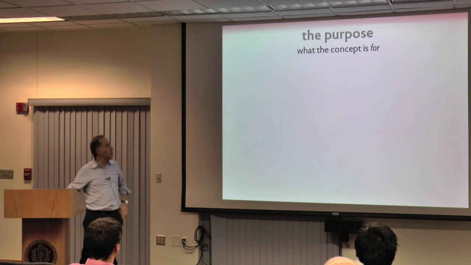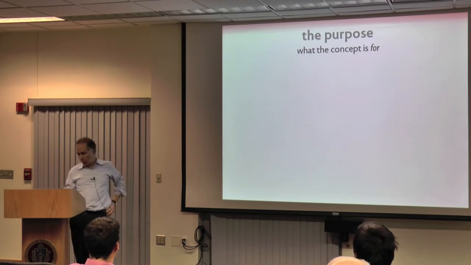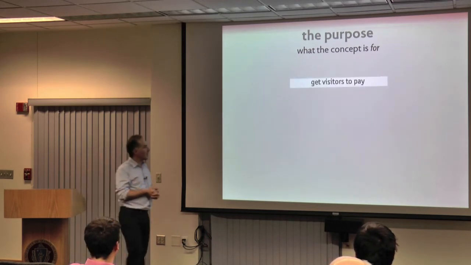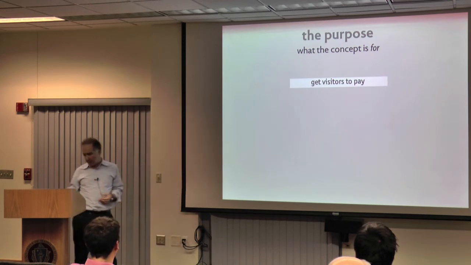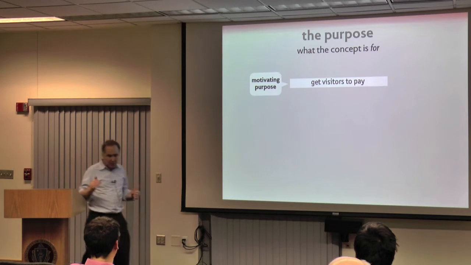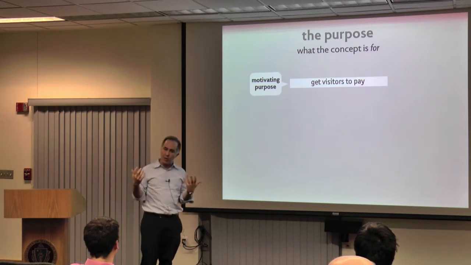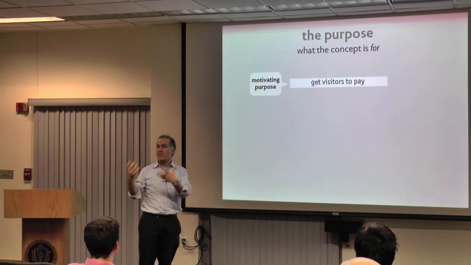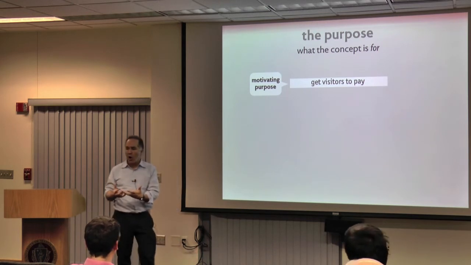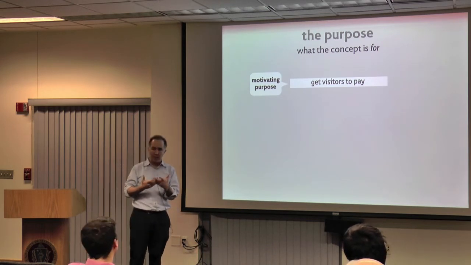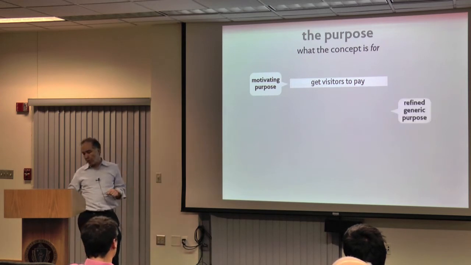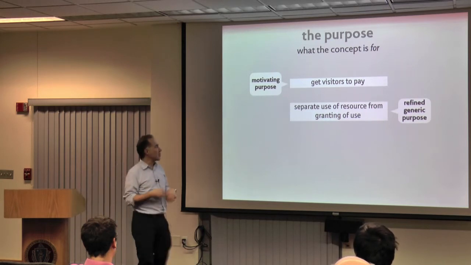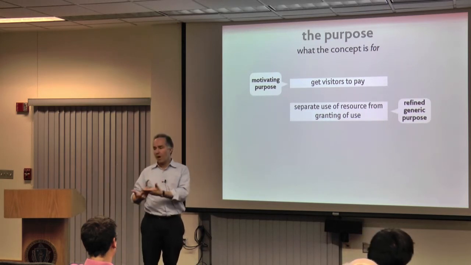The second aspect is the purpose, what the concept is for. So I said that the purpose of the ticket concept was to get visitors to pay. That was certainly the motivating purpose, but when you actually think about the particular design, you can often understand the design of your concept in terms of a more interesting purpose, a purpose that distinguishes that concept from others. So, for example, for the generic idea of a ticket, it might be to separate the use of a resource from the granting of the use, right?